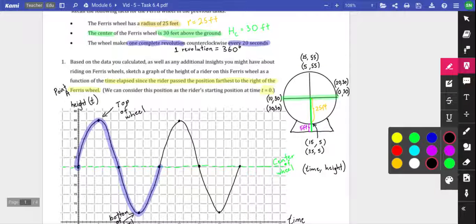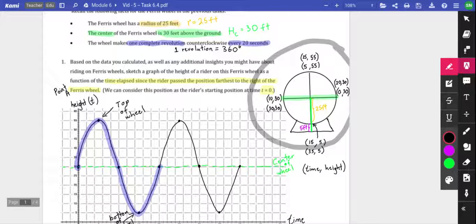Hello, this video is part 2 of solving task 6.4. In video 1, I was able to get the coordinates of the points here, except I didn't explain where I got the x value. I mentioned that the y value is how high above the ground we are, and that the x value is the time, but I did not explain it.